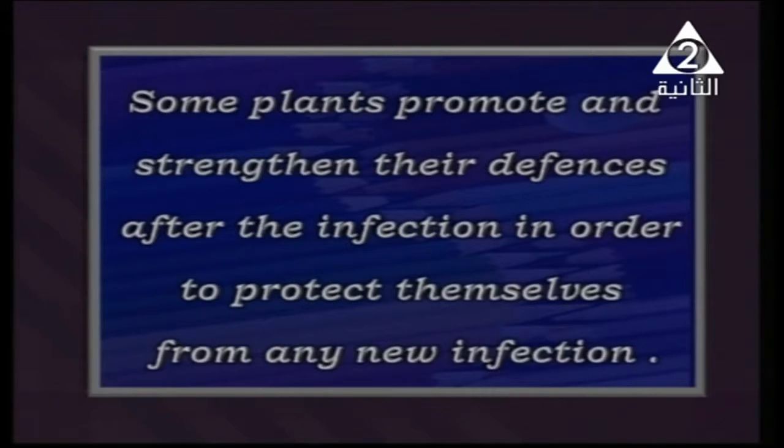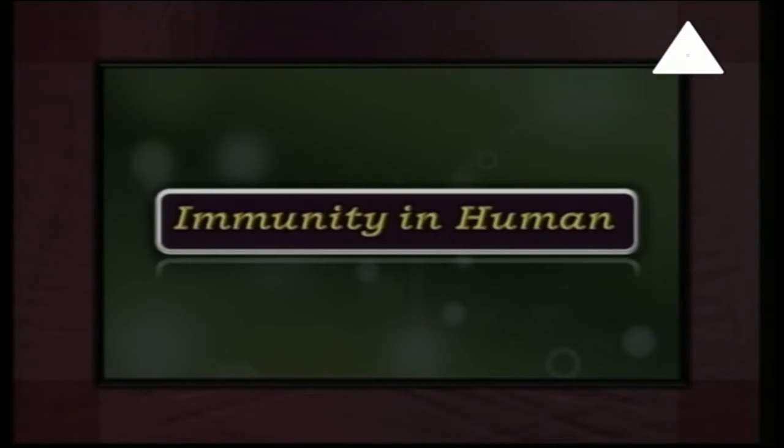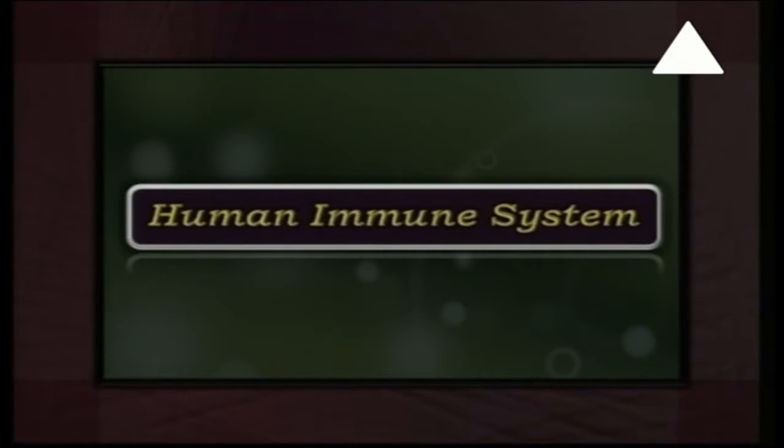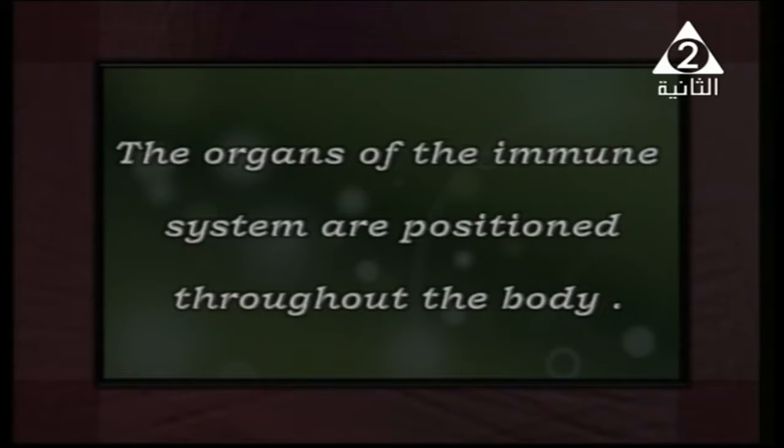And with these words, we have now finished the immunity system in the plant, and after that we're going to start the immunity in the human. Okay, the human immune system. Most of the organs of the immune system aren't attached together. They aren't positioned in one place throughout the body. They are scattered.